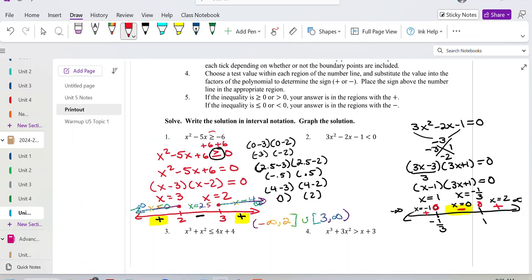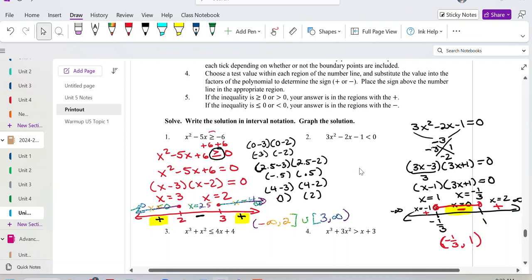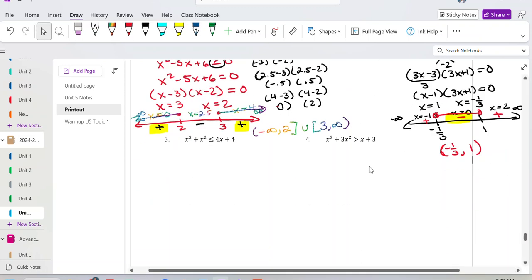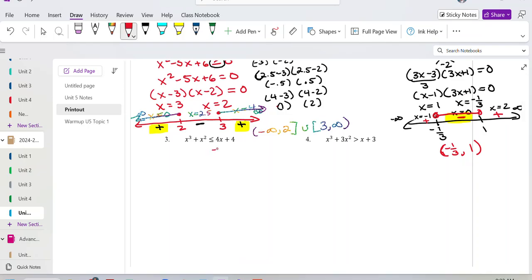Open circle here that connects the two. So it's between negative 1/3 and 1. All right, so here, remember we got to move everything over to the left. So we'll move the 4 and the 4x. So we have x to the third plus x squared minus 4x minus 4 is less than or equal to 0.